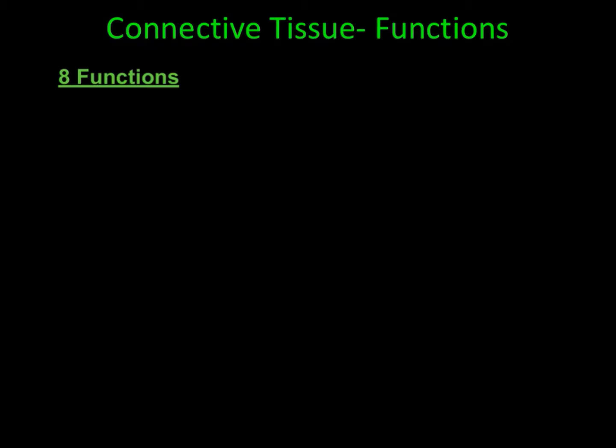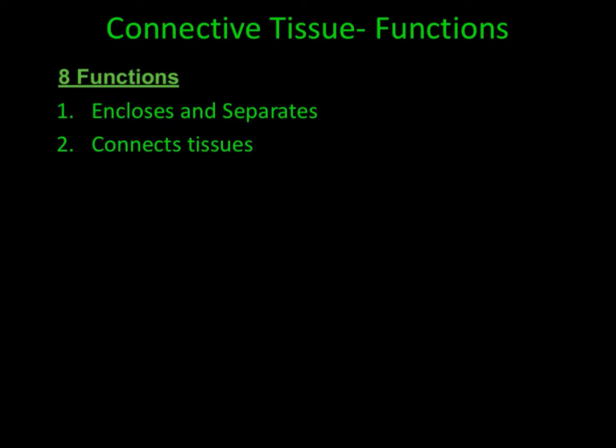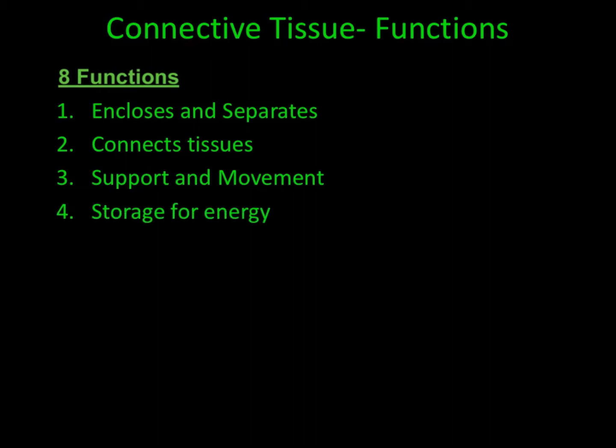The first function of connective tissue is that it encloses and separates organs or organ systems. The second function is that connective tissue can connect or bind other tissues together. The third function is support and movement. The fourth function is that connective tissue can be used as storage for energy.